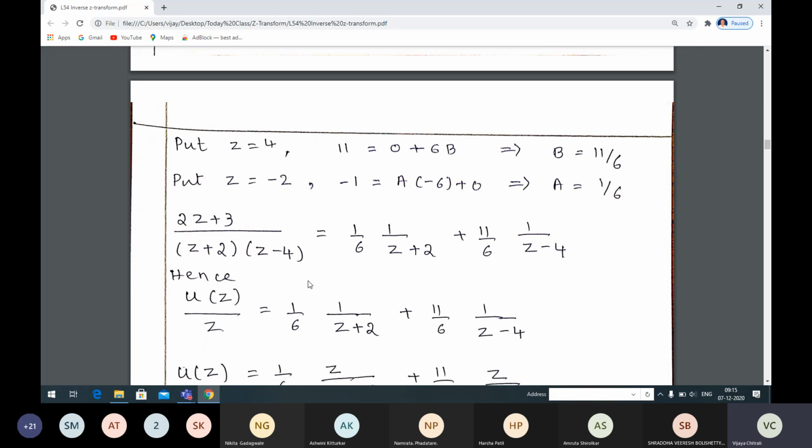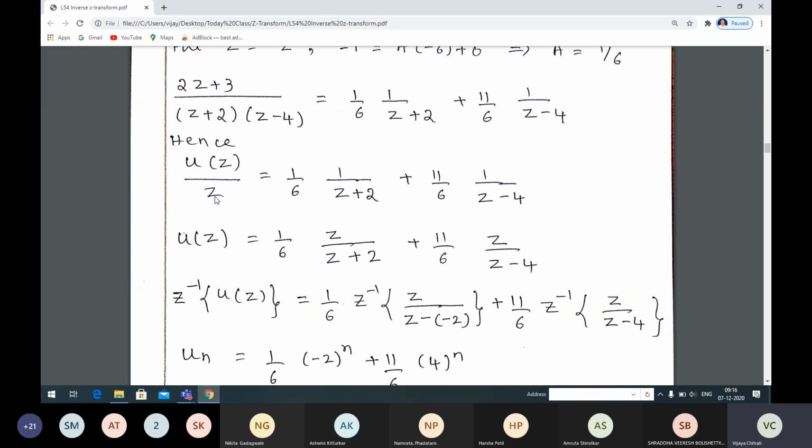Now, 2z plus 3 divided by z plus 2, z minus 4 is equal to a divided by z plus 2 plus b divided by z minus 4. So, a is 1 by 6, 1 by 6 into 1 upon z plus 2, and b is 11 by 6, 1 divided by z minus 4. Hence, u of z divided by z is equal to 1 by 6 into 1 upon z plus 2 plus 11 by 6 into 1 upon z minus 4.